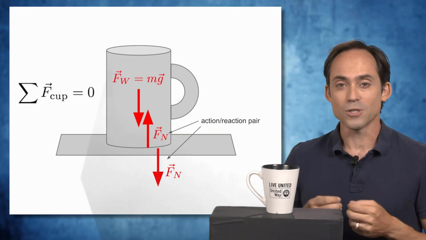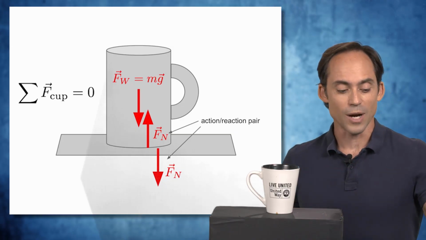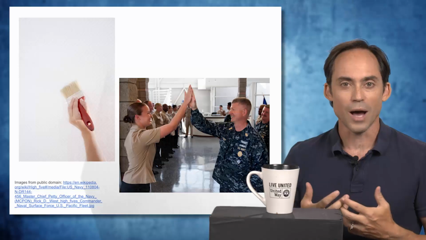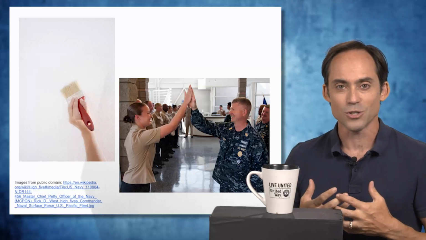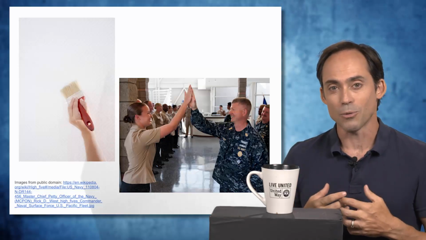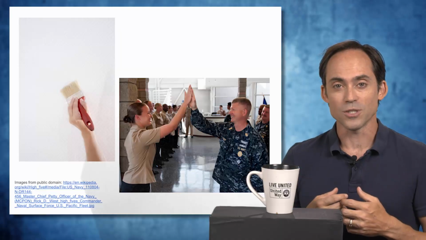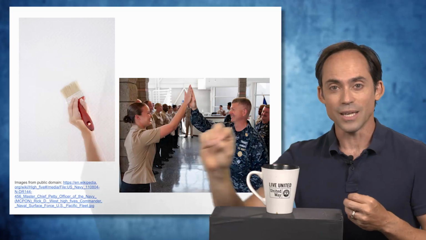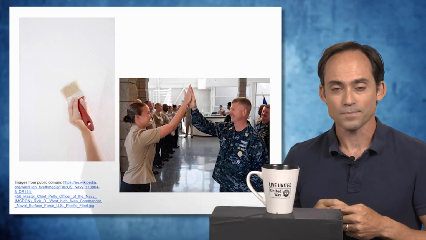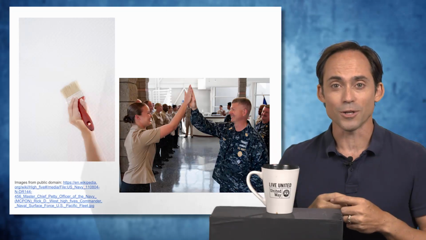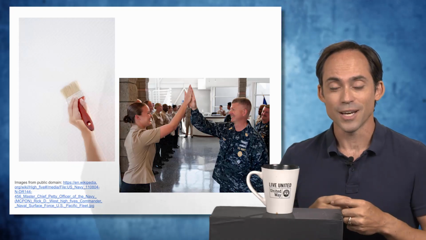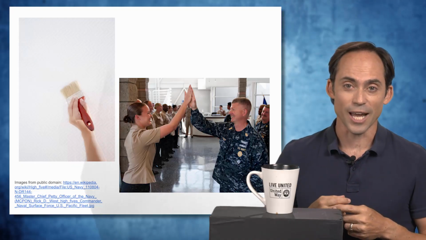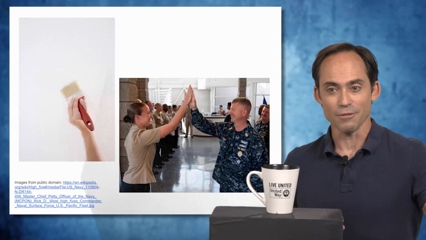Now, normal forces don't necessarily have to act in this sort of vertical direction. Anytime you have two objects that come into contact at a surface, you're going to have a normal force. So for example, when you're painting a wall, the normal force is going to act on the paintbrush out of the wall and on the wall inward toward the wall. And if you give a high five to someone, of course, you're exerting a normal force on each other through the contact of your hands. And you can feel that when you give a high five.